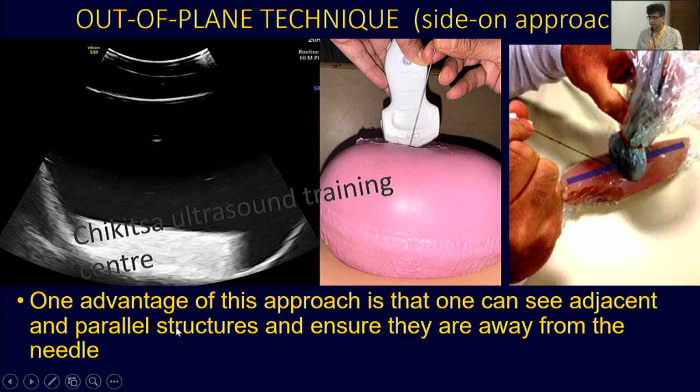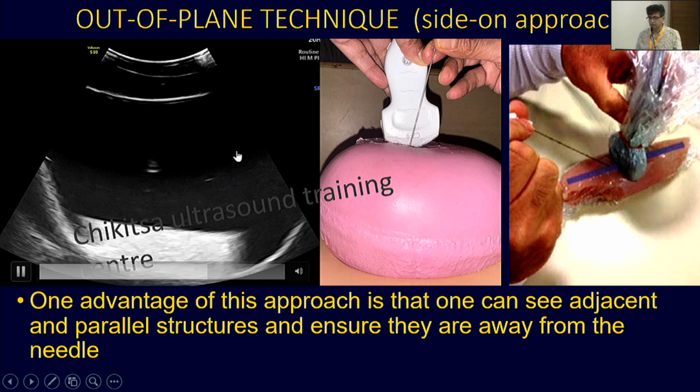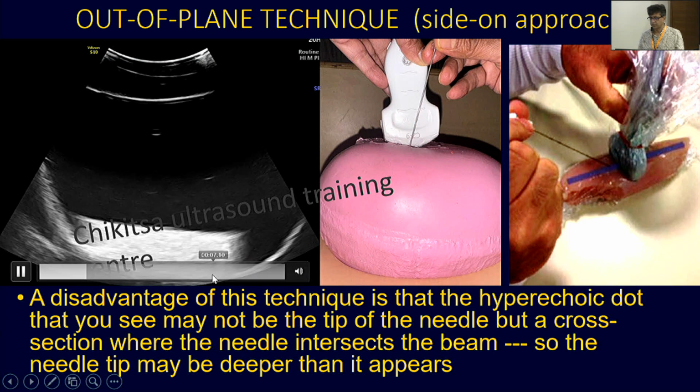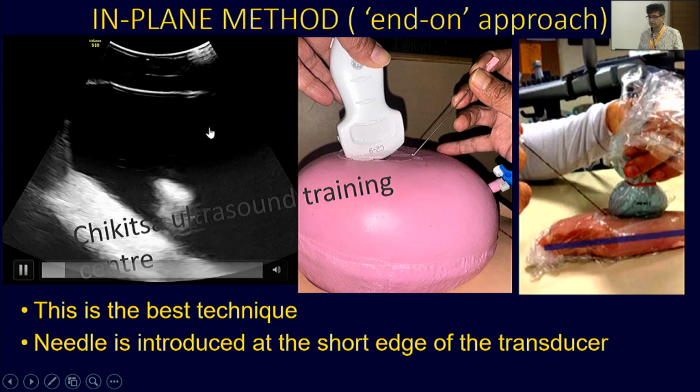Now, one advantage of this approach is that one can see the adjacent and parallel structures around the needle, and therefore we can make sure that they are away from the needle. That is one advantage of this. But the disadvantage is that what you might be seeing is not the tip of the needle, but a cross section where the needle actually intersects the beam, and so the needle tip may be somewhere else. What you're seeing might not be the needle tip.